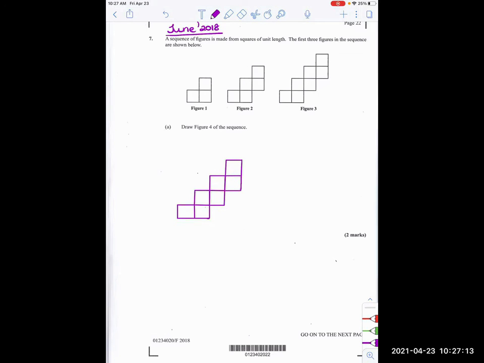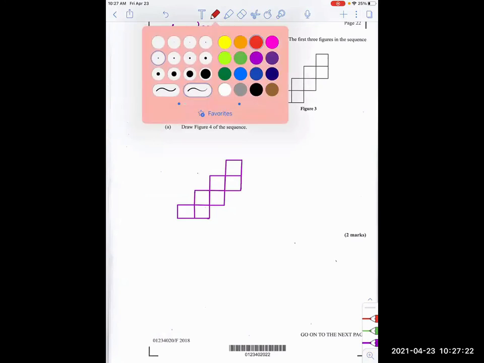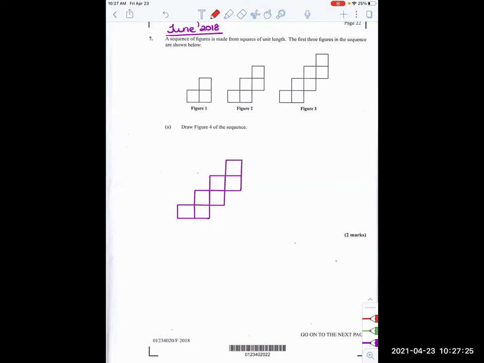So on my screen, I have figure 3 drawn. Were you all able to draw the 4th figure in the sequence? Yes, miss. So we just have an extension here in red. That is how it's supposed to look. Do you all have that? Yes, miss.